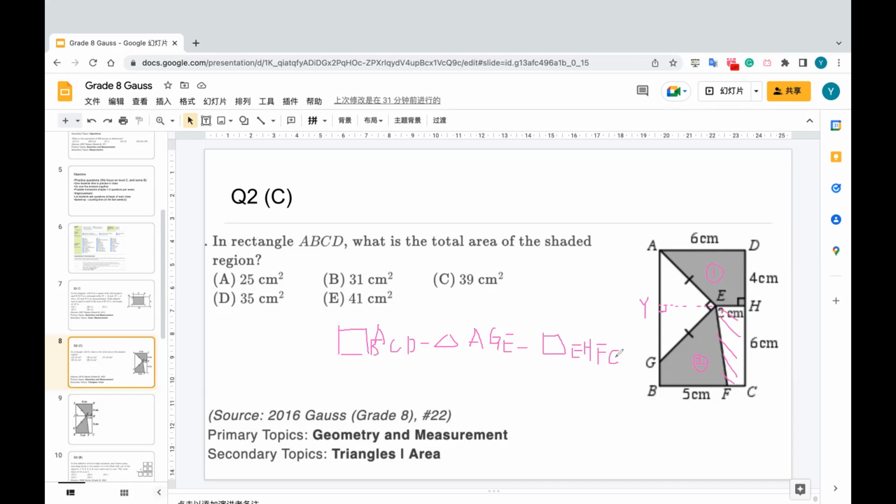Okay. So what's the area of ABCD? Alex, can you tell me the area of ABCD? The big rectangle. Are you there, Alex or Michael? Good. It's 60, right? So AD is 6. DC is 4 plus 6, so the area is 60, right?